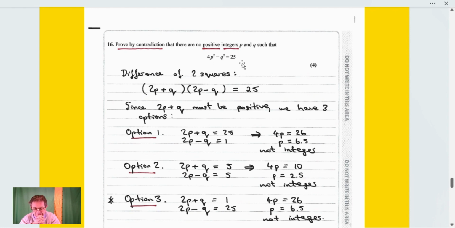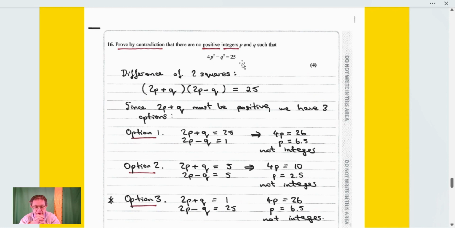Now, there are various ways you can approach questions like this. You might think odd numbers, even numbers, but in fact, the big clue here is the left-hand side is the difference of 2 squares. Be alert for those. In problem solving, differences of 2 squares are fairly common. So if we separate that left-hand side, we get 2p plus q times 2p minus q equals 25.